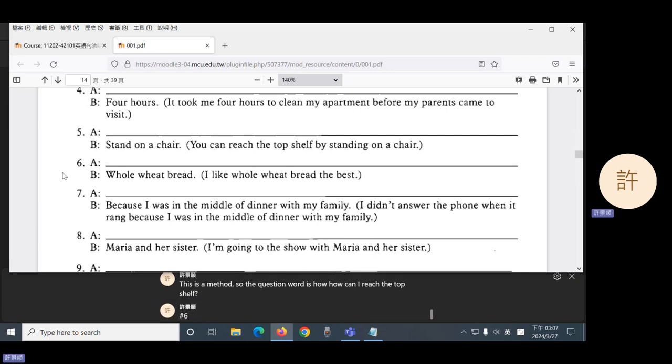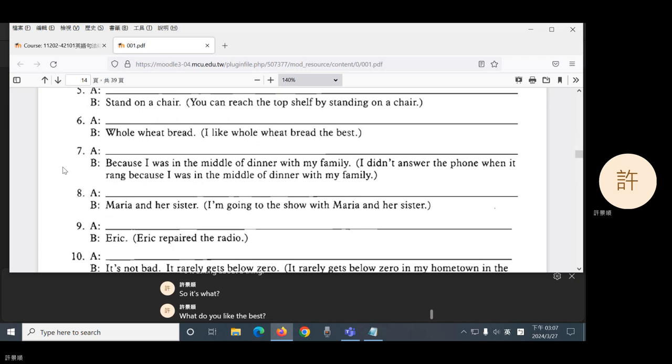Number six, asking about a thing. So it's what? What do you like the best? Number seven, it begins with because, so your question word should be why. Why didn't you answer the phone when it rang? Number eight, asking about people, who? Who are you going to the show with? Or, with whom are you going to the show?